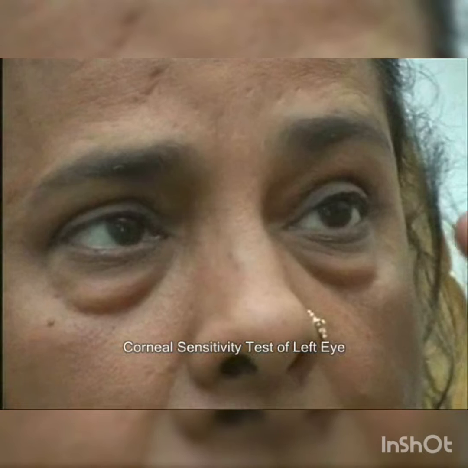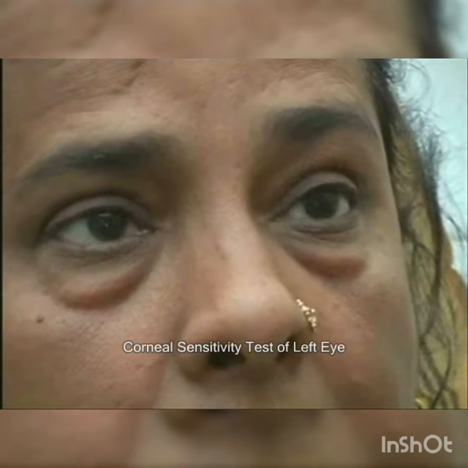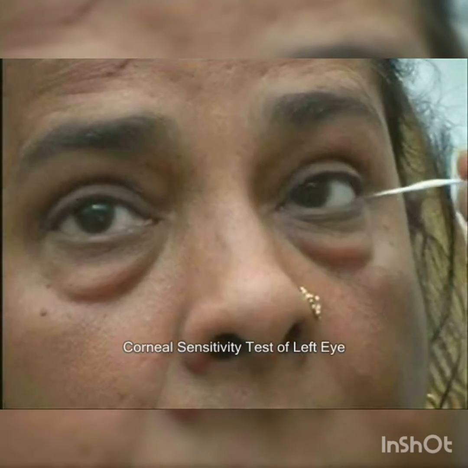To check the integrity of the nasociliary branch of ophthalmic division of trigeminal nerve, corneal sensitivity is checked with a cotton fiber individually.